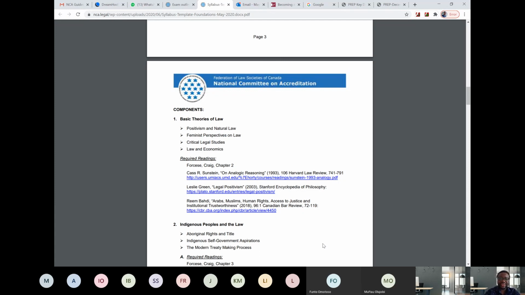This chapter has 3 articles: analogical reasoning, legal positivism, and Arabs and Muslims. So in detail, we'll look at these articles and how they help us to understand the theories of law. So for example, what does analogical reasoning mean? In simple terms, it is just the way the lawyer thinks. We might not know that is how we think, but when you read this article, you understand it. I'll give you an example.